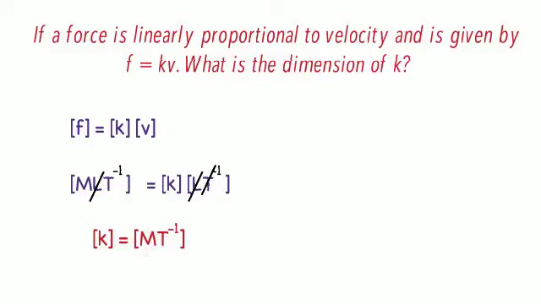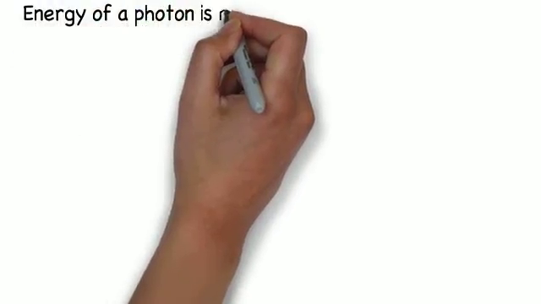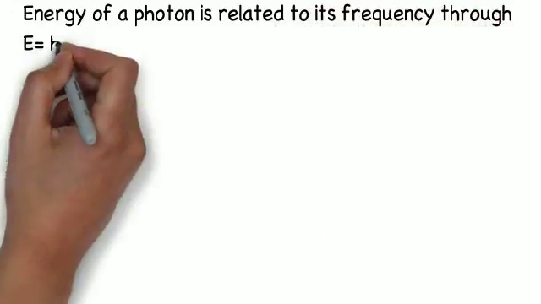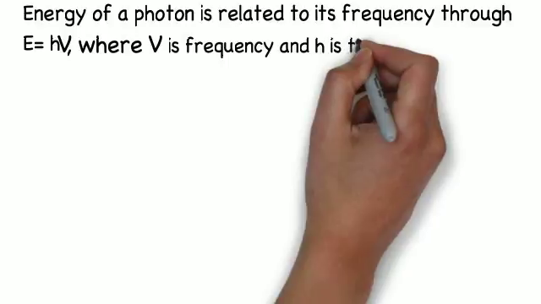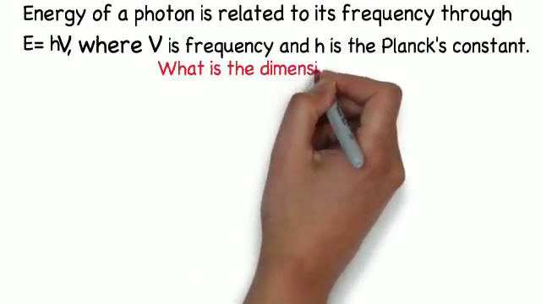And here is the last exercise of the video tutorial. Energy of a photon is related to its frequency through E equal to h times nu, where nu is the frequency and h is known as the Planck constant. Then what is the dimension of h?